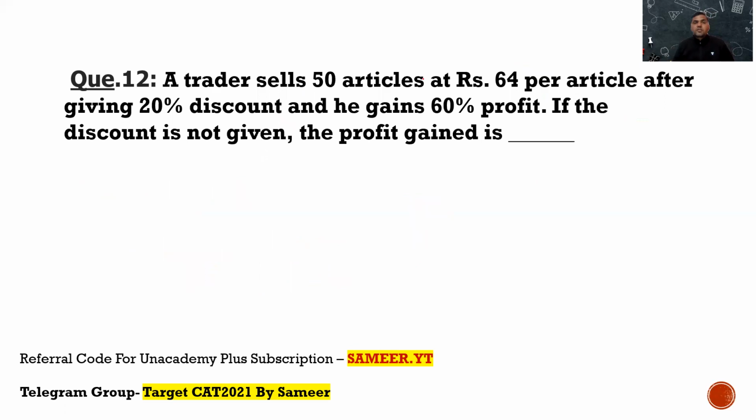Here is the next question, question number 12. It says, a trader sells 50 articles at rupees 64 per article after giving 20% discount, and he gains 60% profit. If the discount is not given, then what is the profit percentage? So the first important information here is a trader sells 50 articles. The selling price is given to you as 64 rupees per article, after giving 20% discount, and he gains 60% profit.